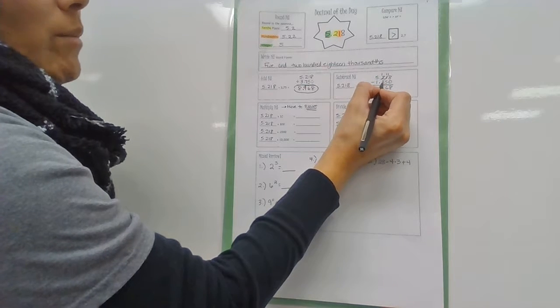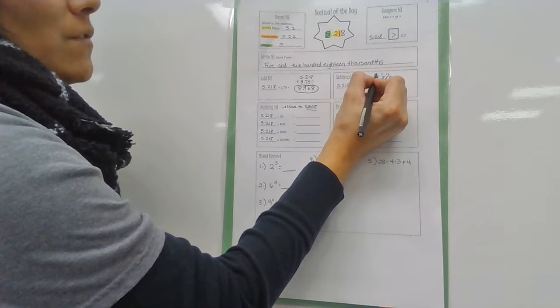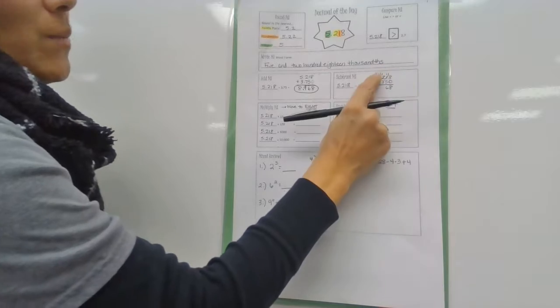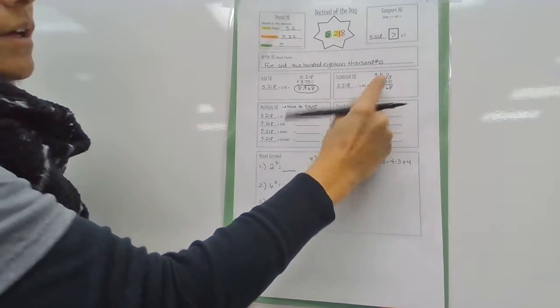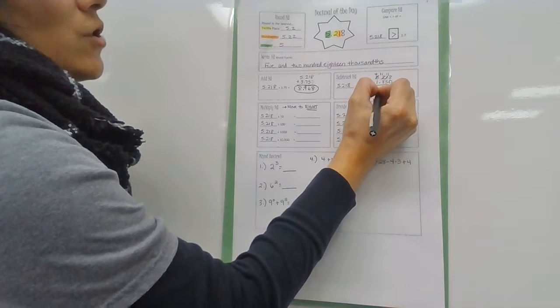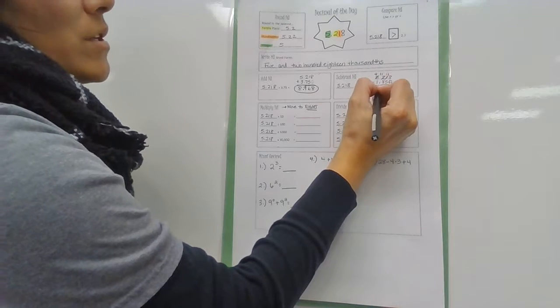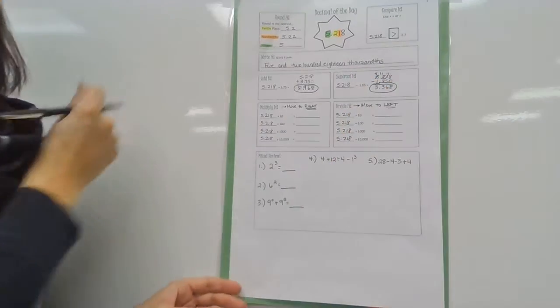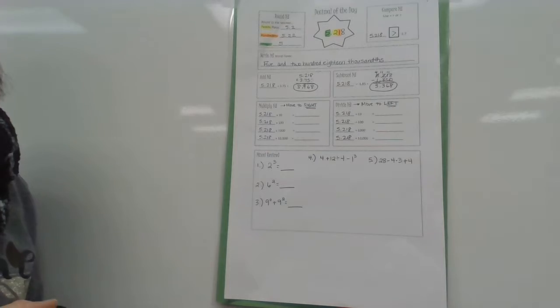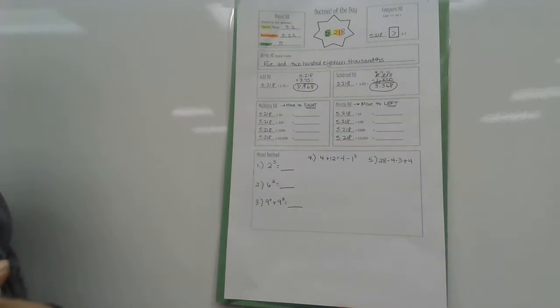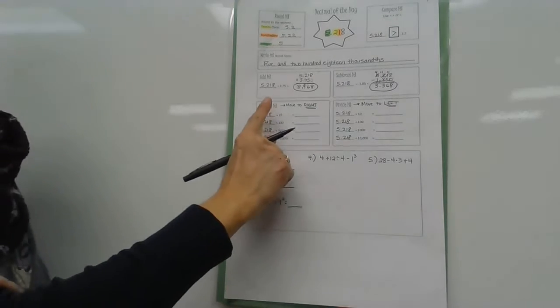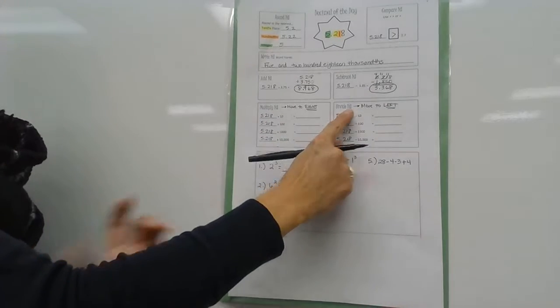We cannot do 1 minus 8, so I'm going to borrow from this 5, make it a 4, and this also becomes an 11. 11 minus 8 is 3. Drop down the decimal, and 4 minus 1 is 3. So our answer for the subtraction is 3.368.